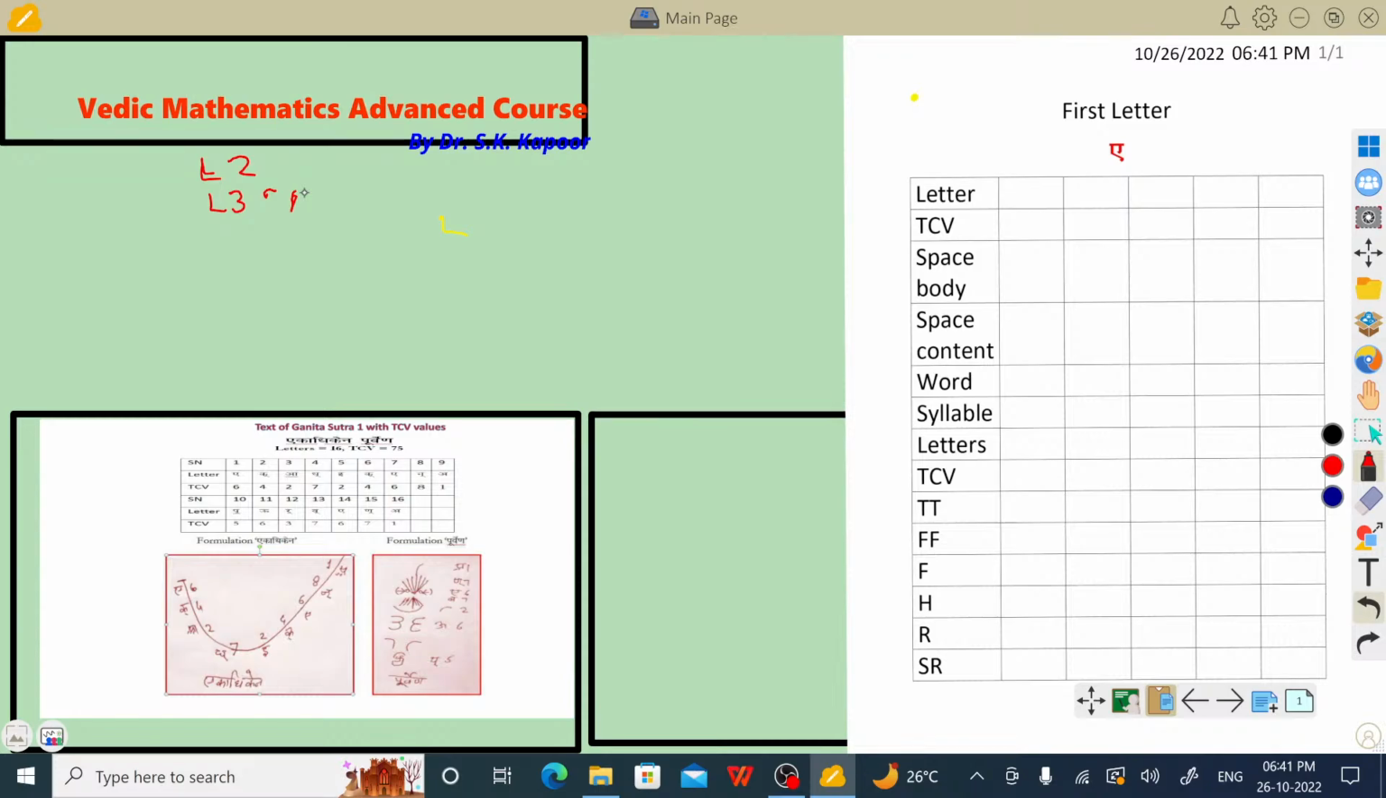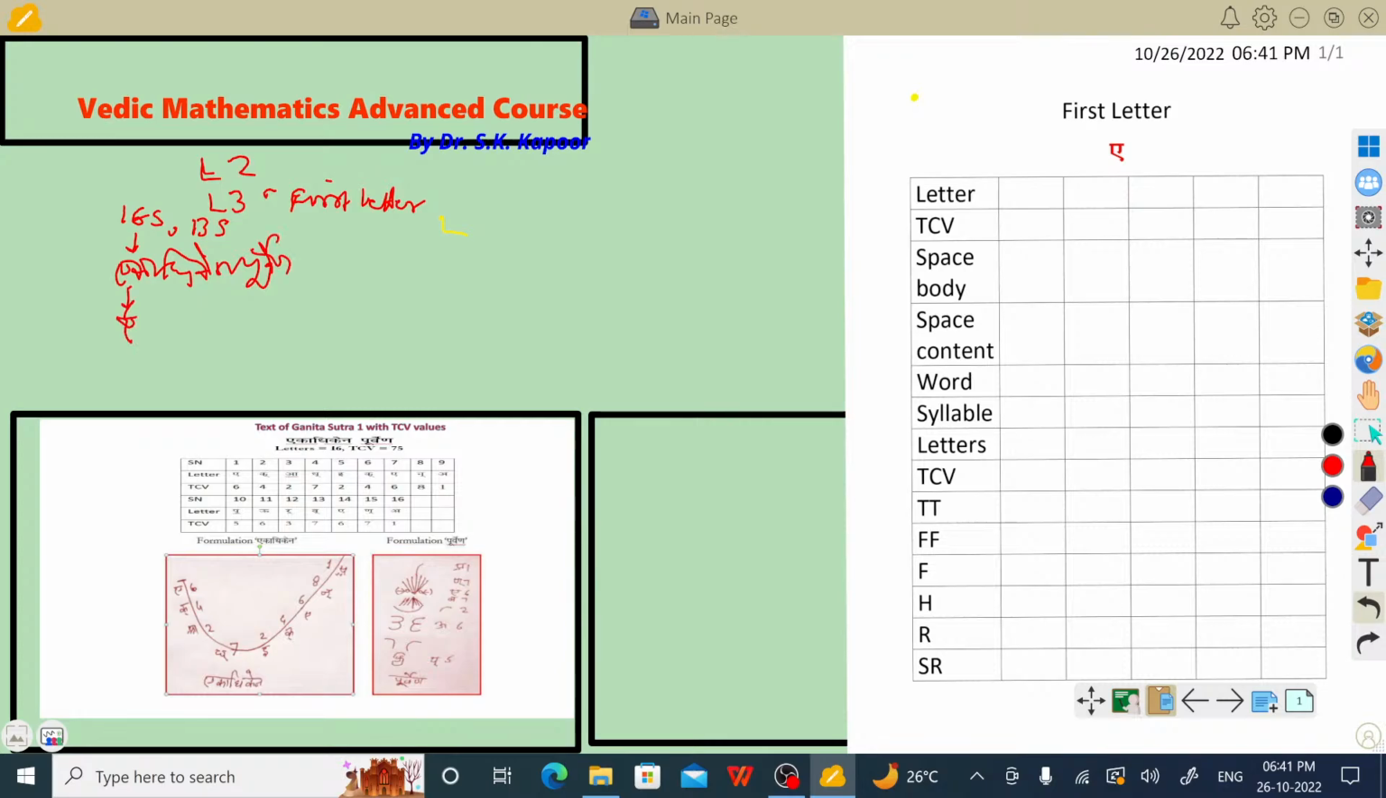Ganita Sutras text is of 16 sutras and 13 Upsutras. The first sutra is Ekadhikain Purvain, and the first letter is A.